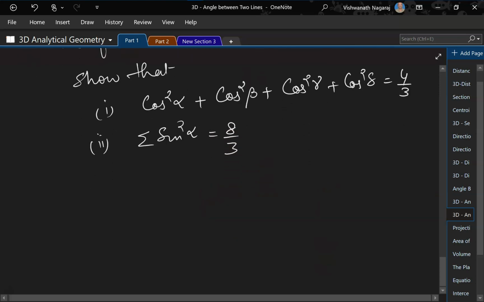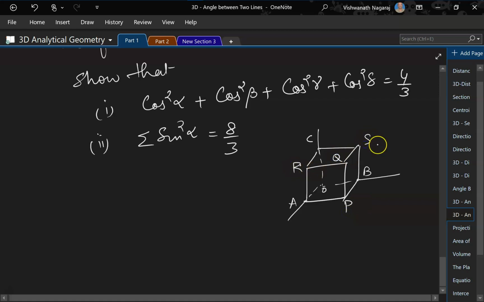Okay, so first let's figure out these cos alphas. Once we know cos alpha, cos beta, cos gamma and cos delta, then it's just a question of substituting, right? So now let me just very briefly draw this. Yes, okay, this is A, B, C, O, P, Q, R, S. Now let's write the coordinates of all these.